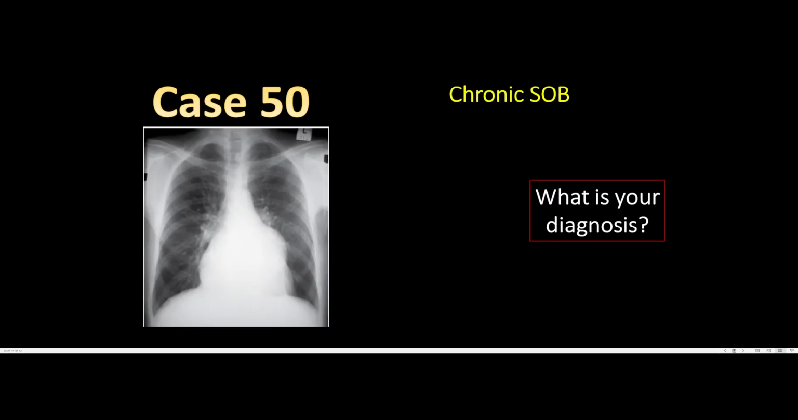We're almost there. In case number 50, we're talking about chronic shortness of breath. If you notice here, there is an abnormality. The right hemidiaphragm is normal. The costophrenic angles are normal. The lung fields are normal. The mediastinum is almost normal, but if you notice in the heart itself, you see the right heart border, it is normal. But if we look at the left heart border, you see the left ventricle, you can clearly tell it's normal. You can see the borders of it.